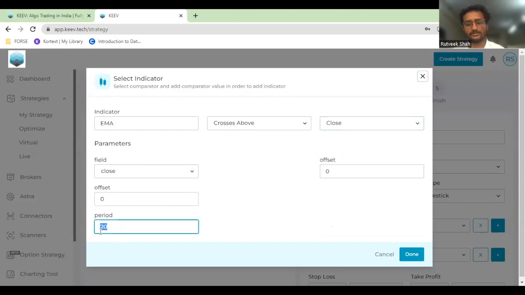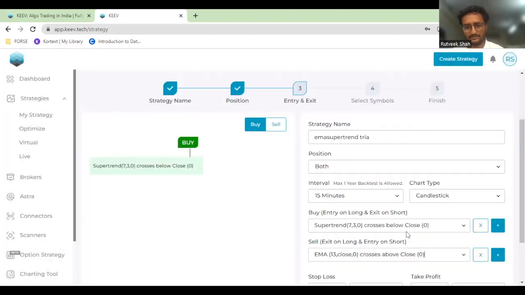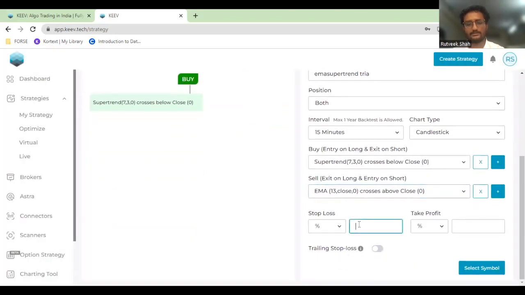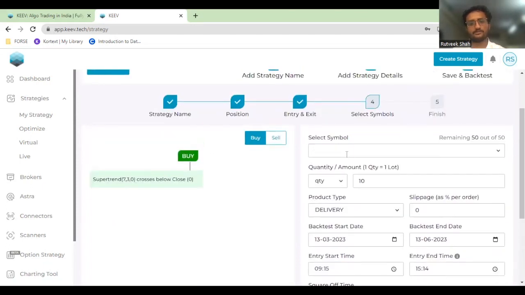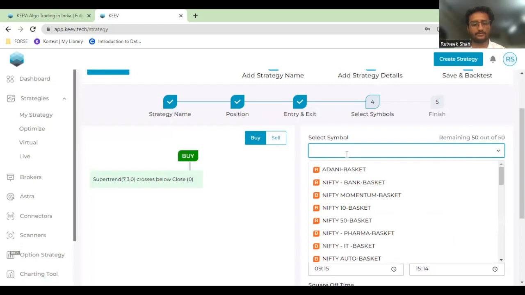This is a bearish signal, so it will be the EMA that crosses above the close. And we'll run this. I'm not looking to add a stop loss or take profit for the strategy that I'm deploying right now, but I want the stop loss and take profit for the option strategy that I will deploy. So we'll look for how it is done through KEEV.